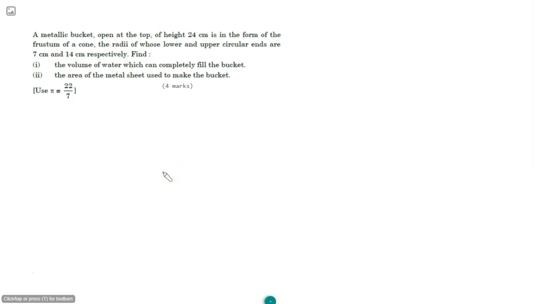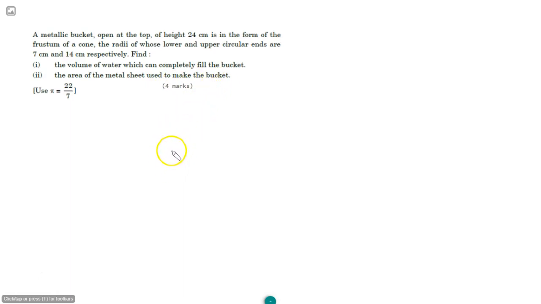And here is the last question for 4 marks. A metallic bucket open at the top, height 24 centimeters, is in the form of the frustum of a cone, radii of whose lower and upper circular ends are 7 and 14 centimeter respectively. Find the volume of water which can completely fill the bucket and area of the metal sheet used to make the bucket. Let's try drawing the figure.